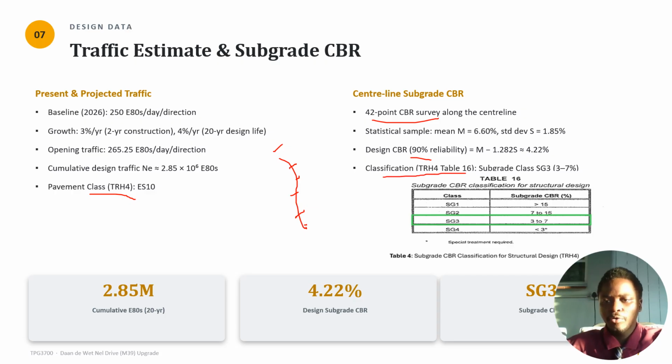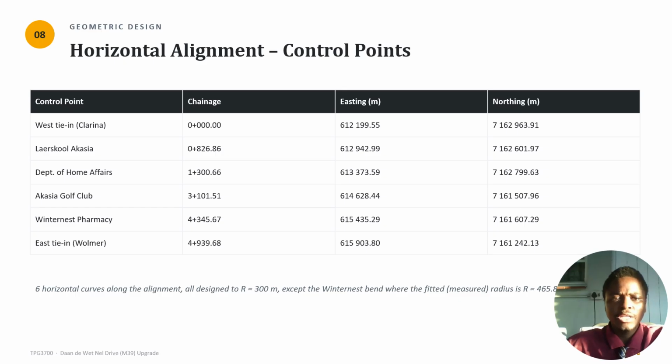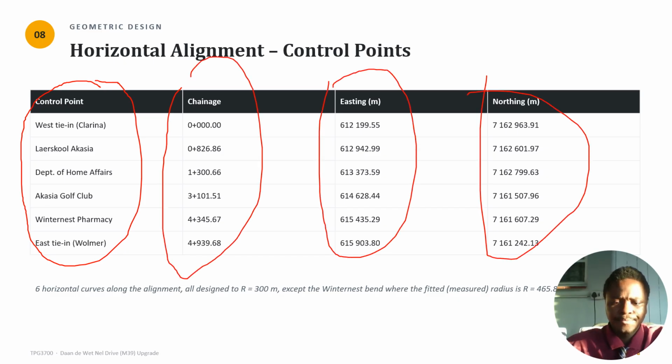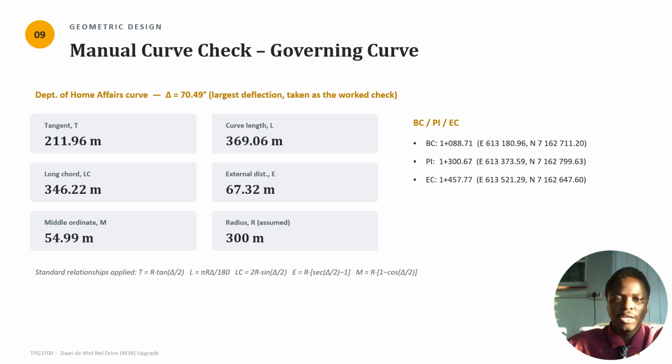The classification falls under the TRH4 Table 16 subgrade class HD3, from 3 to 7%, as shown here. And also my horizontal alignment: these are the control points obtained from the surveys and field data, my chainage point, my easting point, and my northing point. So I adopt, like I said, a radius of 300 meters. And also these are the points, the manual checks, and the governing curve.